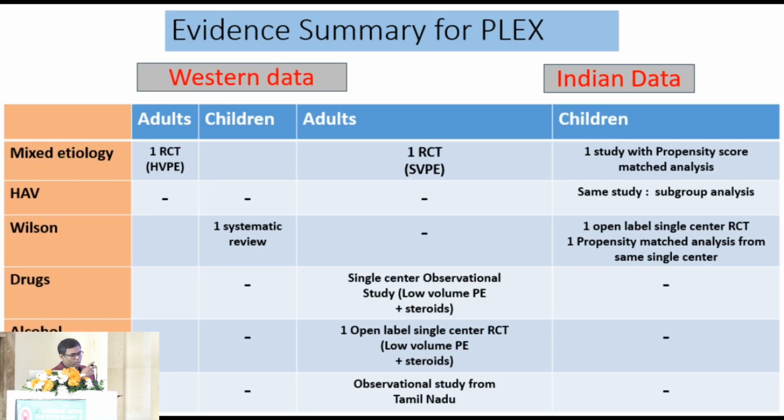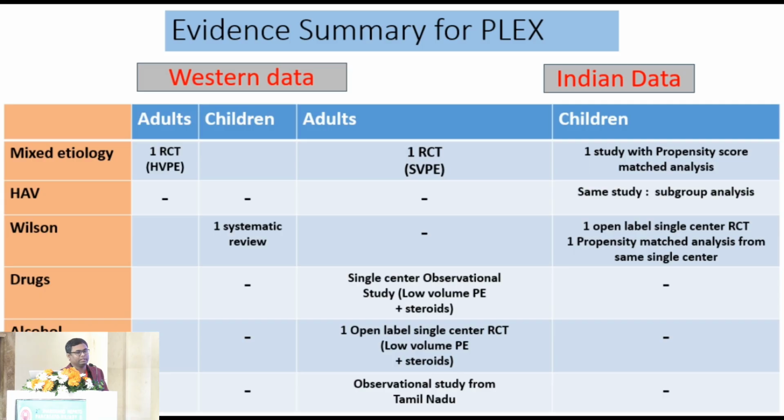In adults, one good data came from plaques, that was an RCT in adults, Western data from mixed etiology. Then another data came from mixed etiology from ILBS. This one is standard volume plasma exchange. This was high volume plasma exchange.